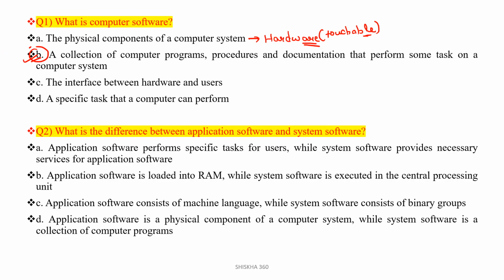Option D, a specific task that can be performed on a computer, has to be performed by the software, but it is specifically the application software. Okay, now move to the next question.